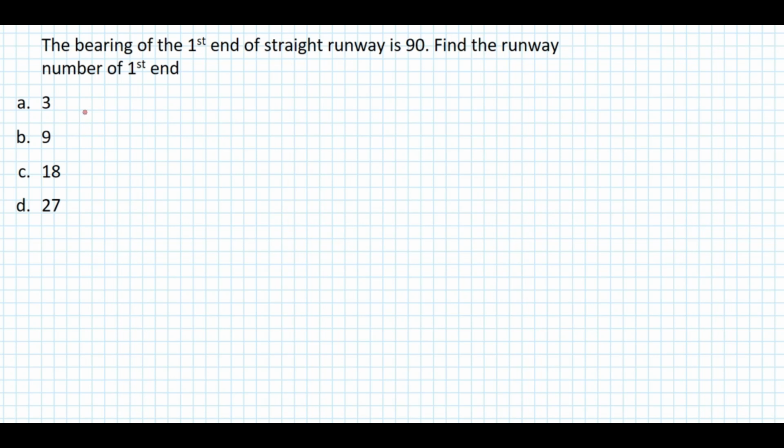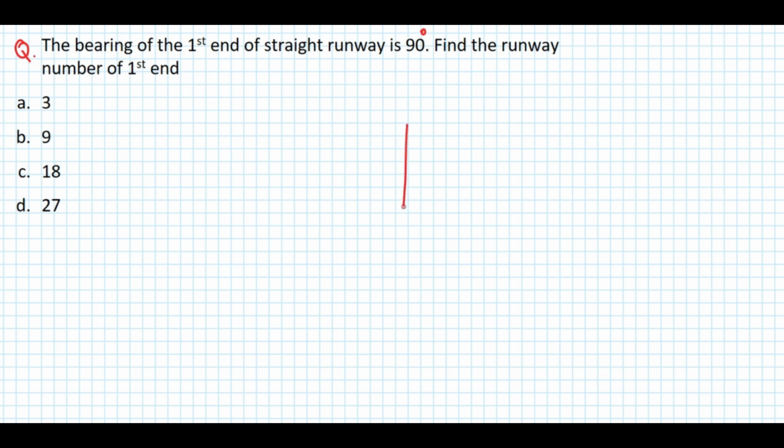Today we are discussing this particular example of airport engineering. The question says the veering of the first end of a straight runway is 90 degrees. Find the number of the first end of the runway. So, the veering of the first end.